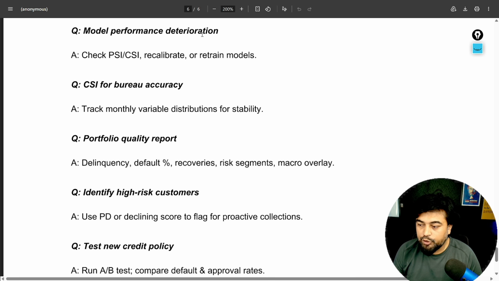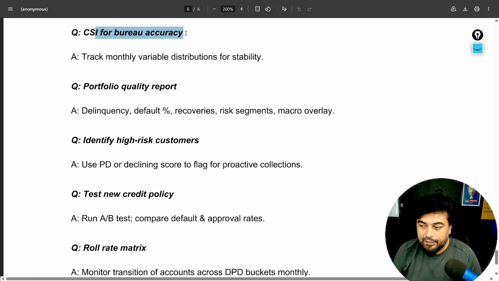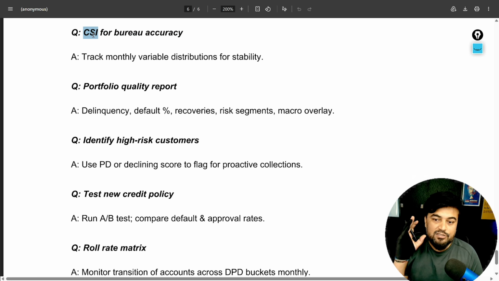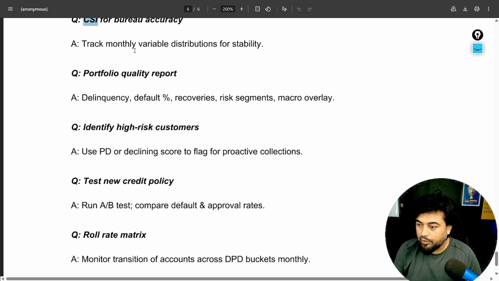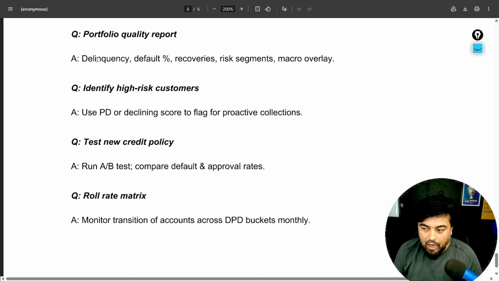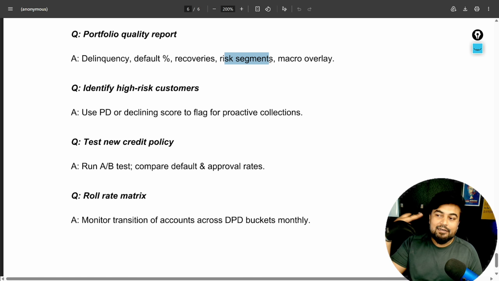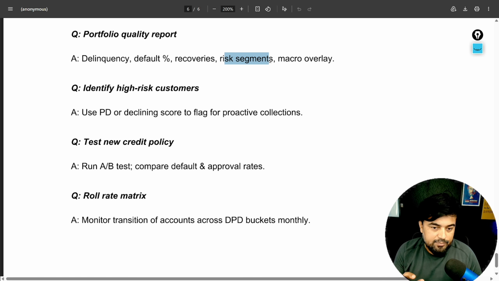Model performance deterioration: again the same thing, it's model performance monitoring or model validation techniques. CSI for bureau accuracy: we check the consistency of every column we get from the bureau. That's what CSI does, as I told you earlier. Portfolio quality report depends on delinquency, default percentages, recoveries, and risk segments, whether there are more people in the risky or least risky segment. All those things matter, guys.